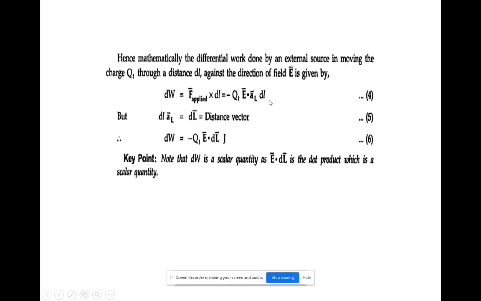That is the distance vector. Both represent direction and distance, so we can take it as the distance vector. And then just replace the value of dl here. So dW is equal to minus qE vector dot dl vector. In the two terms, you replace the dl vector. E dot dl vector is a dot product. A dot product is a scalar quantity, so that work done is also a scalar quantity.